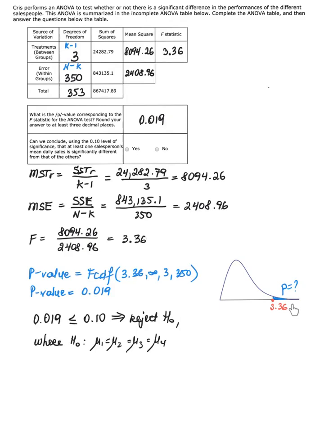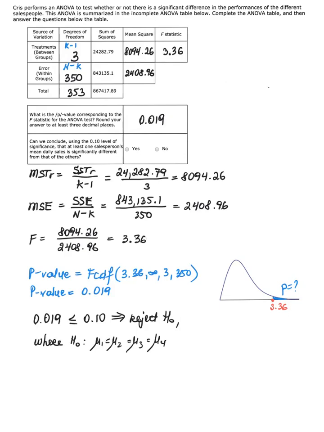To answer this question, we use the F CDF function on our calculator, where my lower bound of the interval is 3.36, upper bound is positive infinity, numerator's degrees of freedom is 3, denominator's degrees of freedom is 350. The resulting p-value is 19 thousandths, which means that to the right of 3.36, we have slightly less than 2% of the data.